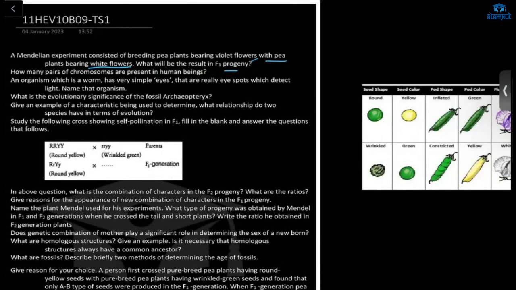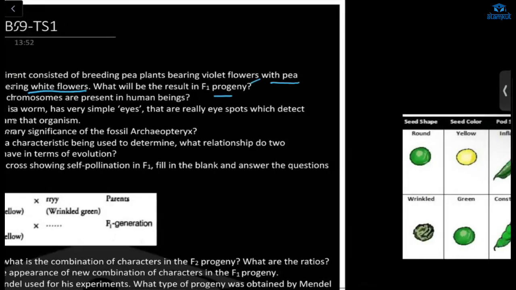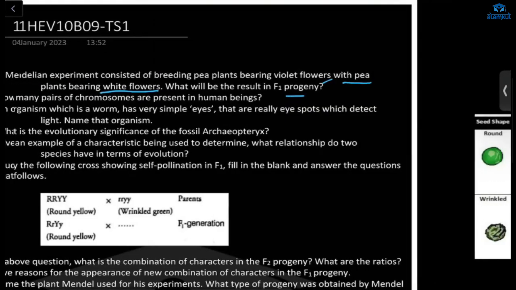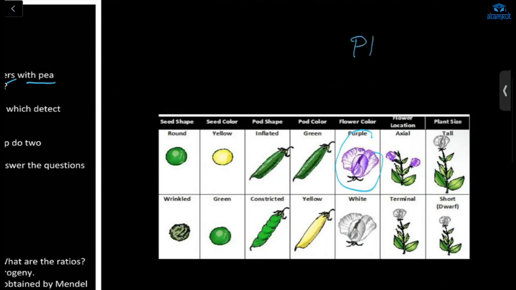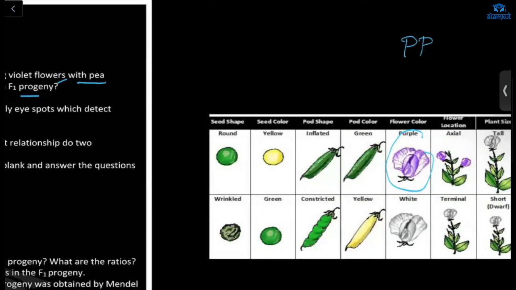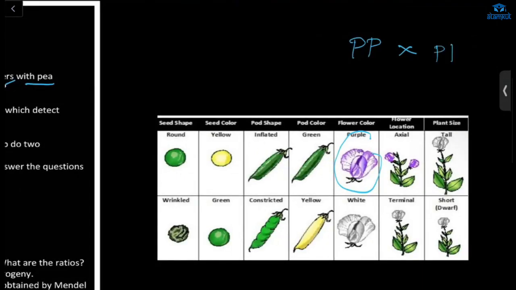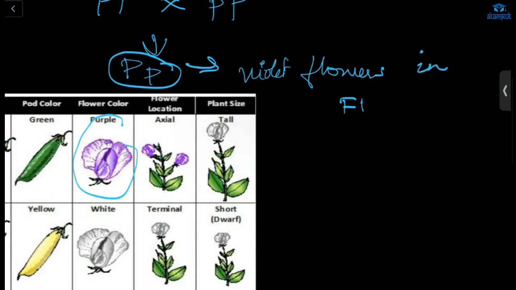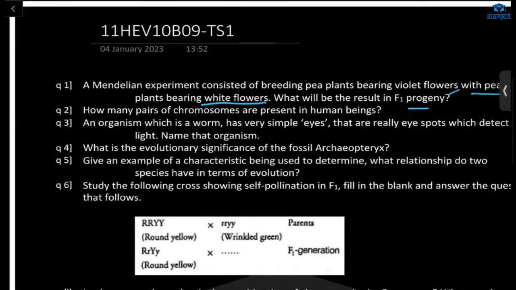A Mendelian experiment consists of a pea plant bearing violet flowers, bearing white flowers. Violet or purple, it's the same. One pea plant is crossed with white flowers, small p, small p. What will be the result we'll get? We will get a heterozygous pea plant with violet flowers in the F1 generation, okay? In F1 plants or progeny, offspring. Roshni, understood? Yes.